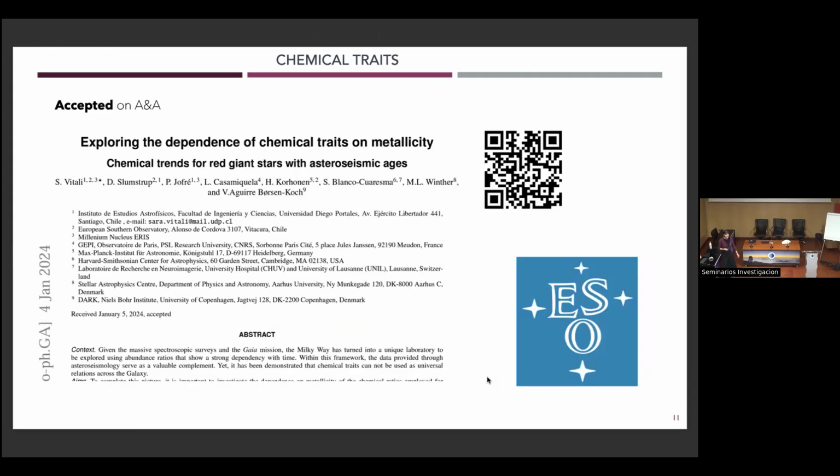We tried to answer part of this question in a recently accepted paper, of which the second author is Dite, here in the public. So this was the paper that was released after the end of my ESO studentship.